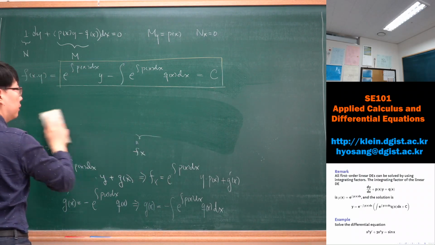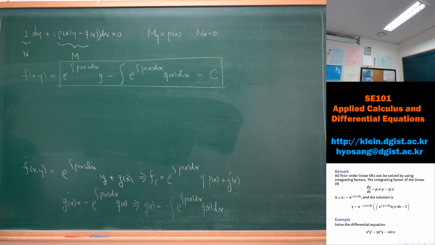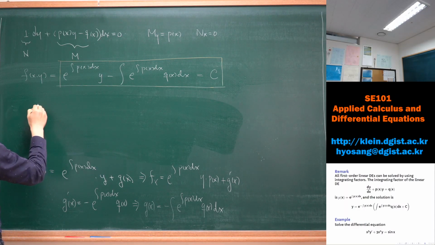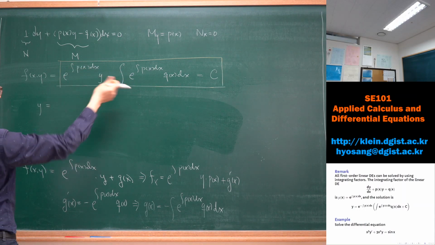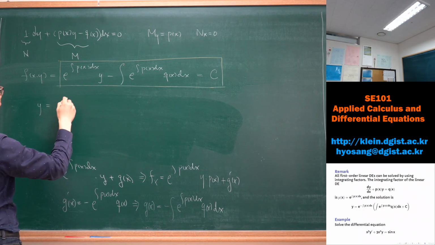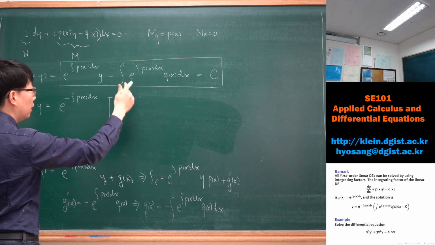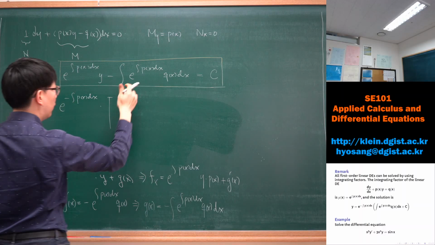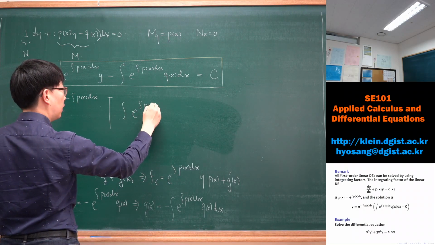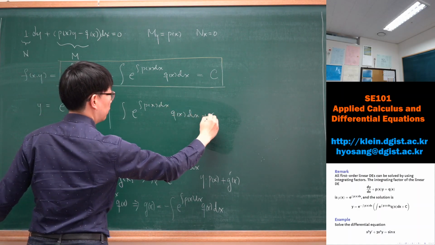Now let's rewrite this in terms of y as explicit form. So I leave my y on the left hand side and multiply this coefficient, e to the minus integral p(x) dx, to both sides. And if I move this part to the right hand side, I get integral e to the integral p(x) dx q(x) dx plus c. Okay.